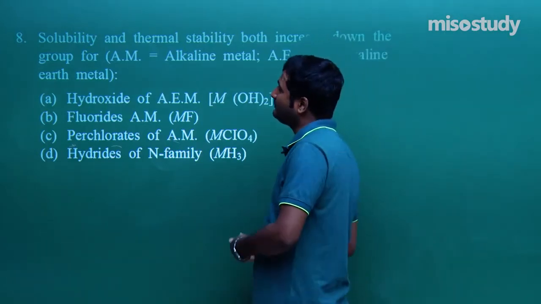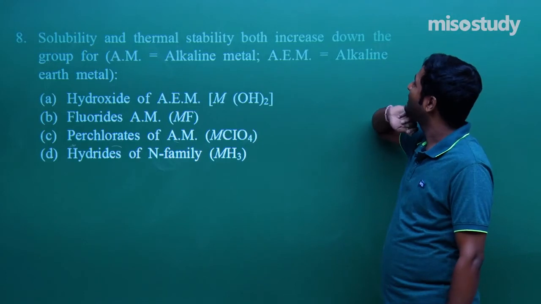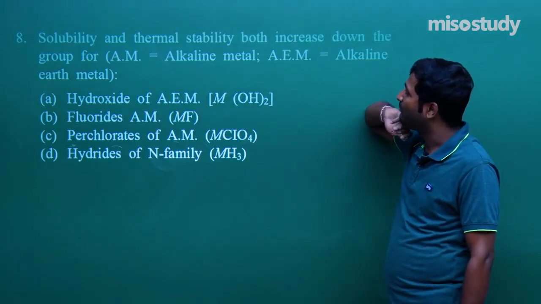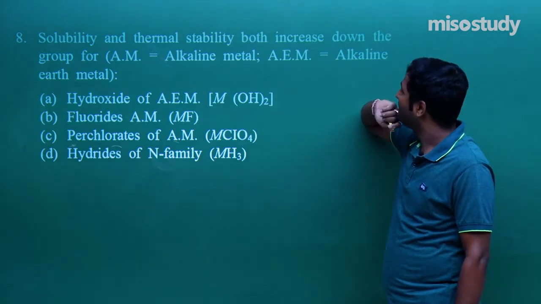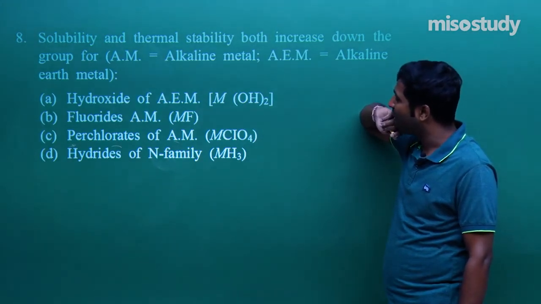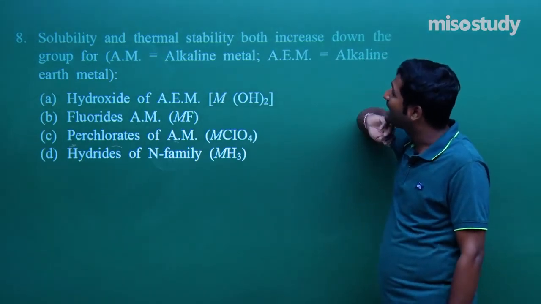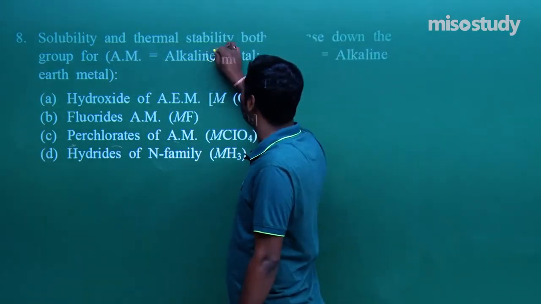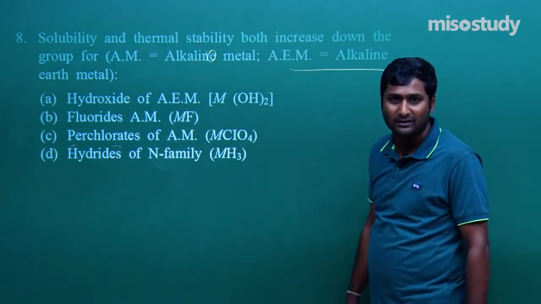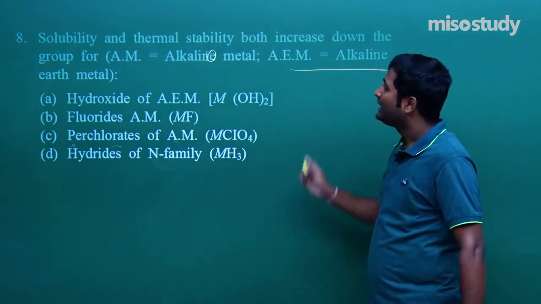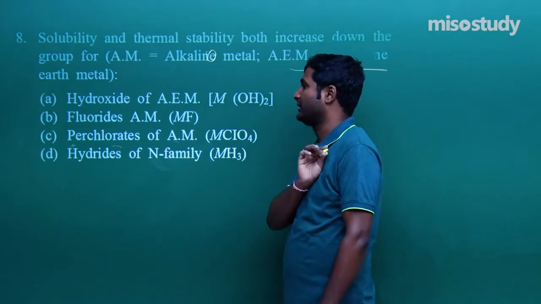Which one says solubility and thermal stability both increase down the group? Okay, what is solubility and thermal stability? Both increase down the group. AEM means alkaline earth metal, and for alkali metal, that is not alkaline, that is alkali metal. Clear? Yes sir. Now tell me, this is a completely theory-based question.